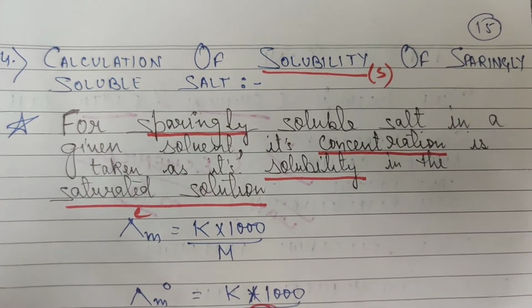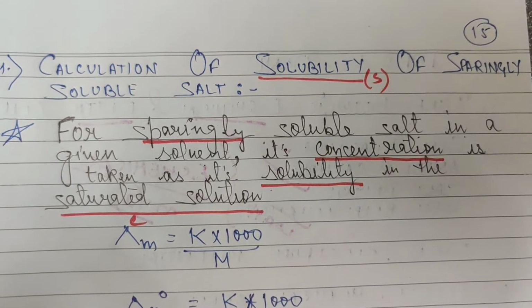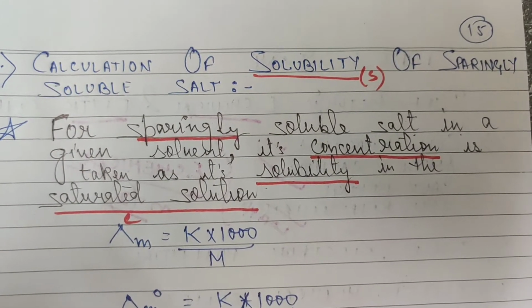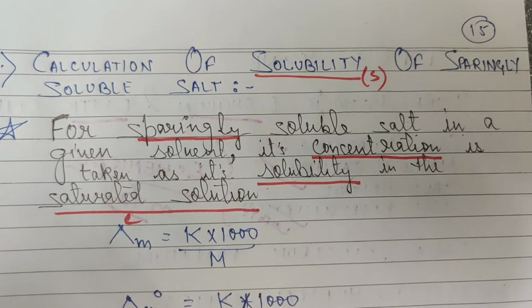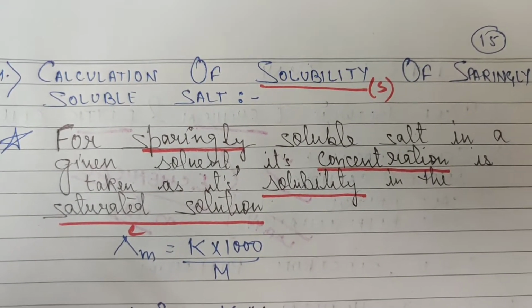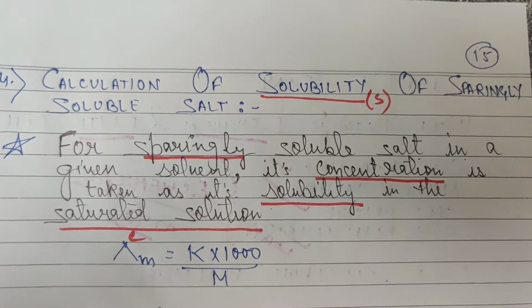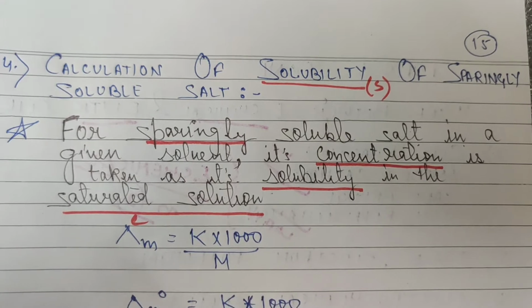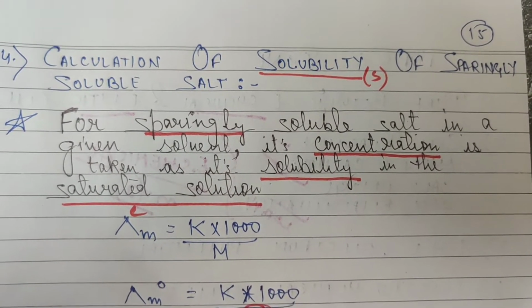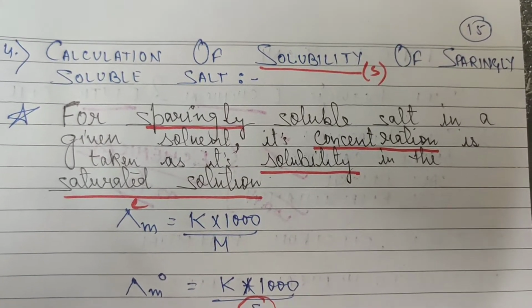So the fourth application, children, is to calculate the solubility of sparingly soluble salt. Sparingly soluble means very slightly soluble in a particular solvent, and this solubility is represented by capital S, if you remember from class 11. And children, you can very easily recall these concepts from class 11. Everything that we did in today's lecture, most of the topics is from class 11 only.